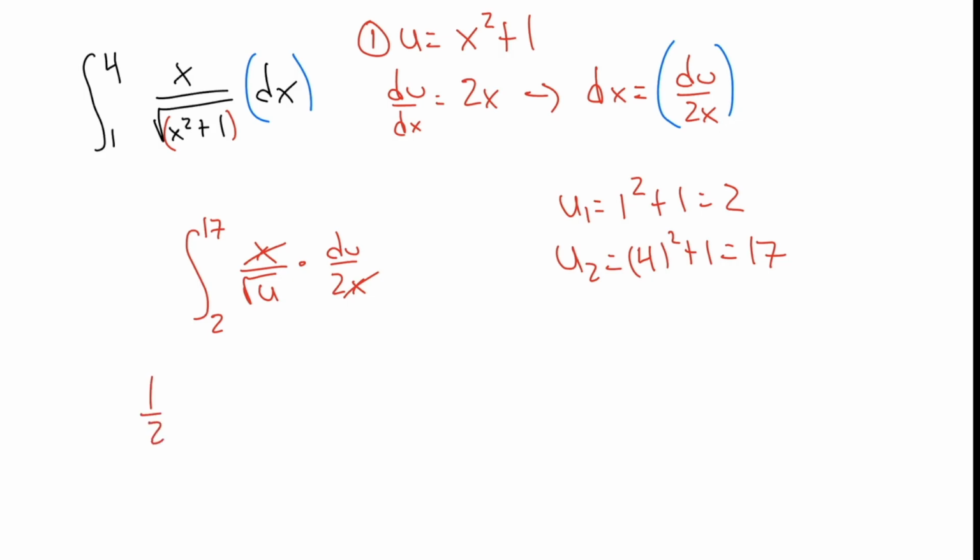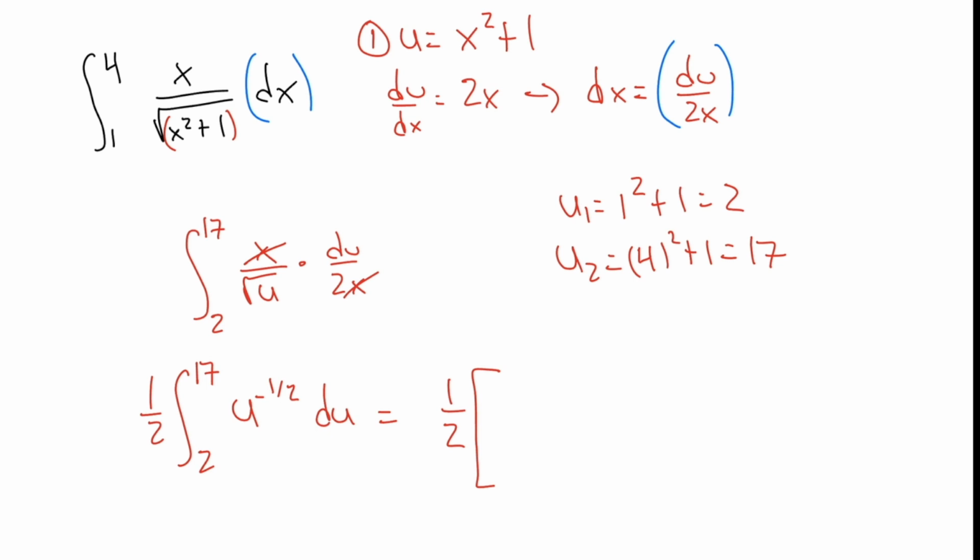We're left with 1/2 times the integral from 2 to 17 of 1 over the square root of u, which is also 1 over u to the 1/2. Using exponent rules, we can bring it to the top and add a negative exponent to get u to the negative 1/2 du. Now we can just apply the reverse power rule. We get 1/2 times the integral of u to the negative 1/2.